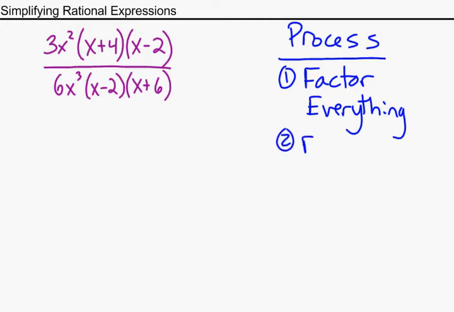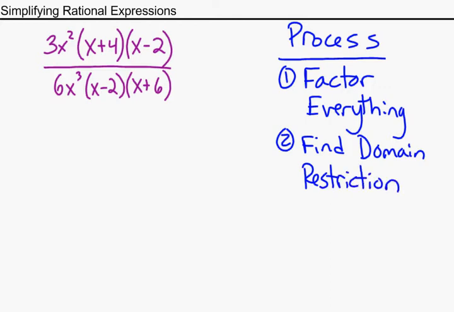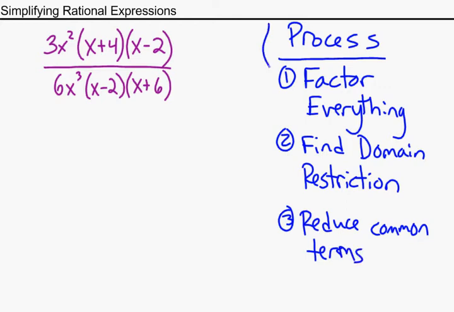Step two is find domain restrictions. In other words, look for those values that make the denominator equal to 0. Those are the values I'm not allowed to have in my expression. And step three is I want to reduce common terms. In other words, I look for monomials that are the same on top and bottom. I look for binomials that are the same on top and bottom, and then I can reduce those as I go along.